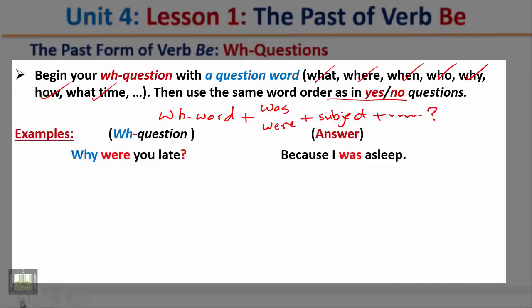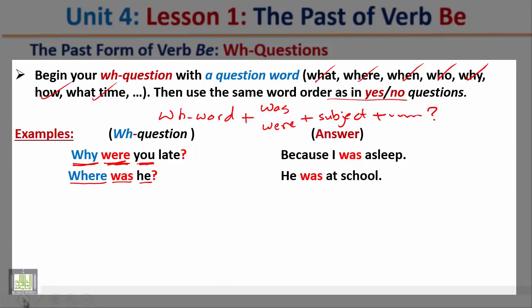Examples. Why were you late? Notice here that the WH question starts with a question word. After that, we put the verb, then we put the subject. Why were you late? The answer, because I was asleep. Another example. Where was he? Again, we start with the question word, then we have the verb. After that, we need the subject. Where was he? The answer, he was at school.